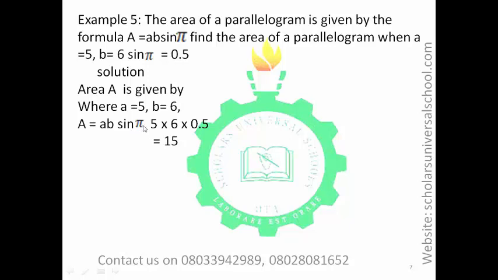Okay, so substituting your formula. a is 5, b is 6, and sine theta is what? Is 0.5. When you multiply 5 times 6, that is 30. 30 times 0.5 is 15. So this is the area of what? Of the parallelogram. There is an equal to here, please.